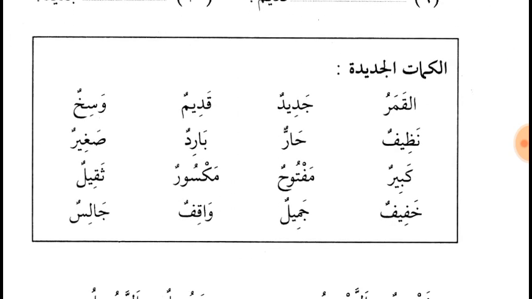Then we have al-kalimat al-jadida, new words. Read these new words. Al-qamar, the moon. Jadidun, new. Qadimun, old. Wasikhun, dirty. Nazifun, clean. Harrun, hot. Baridun, cold. Baridun means cold. Saghirun, small. Kabirun, big. These are qualities. So just say new, old, dirty, clean, hot, cold, small, big.